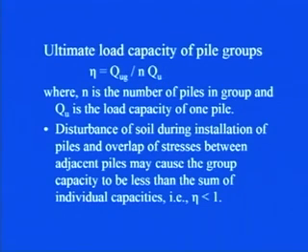Disturbance of soil during installation of piles and overlap of stresses between adjacent piles may cause the group capacity to be less than the sum of individual capacities. That is, they can cause this value of eta to be less than 1. When you are driving or installing the pile, there is disturbance in the surrounding soil, and further, if two piles are quite close, there can be overlap of the stresses being developed. That can be the reason for which the efficiency can be less than 1.